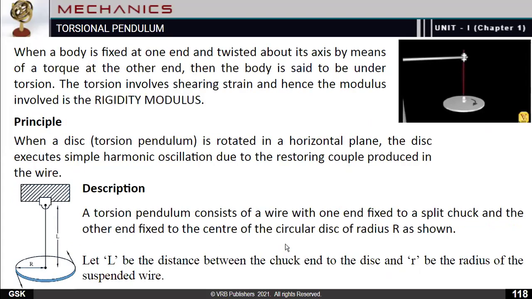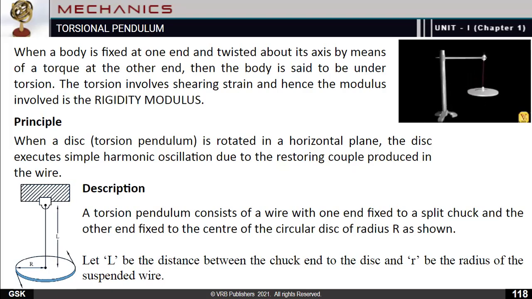So the torsional pendulum means one end is fixed, and the other end, which is free, is connected with a disc. The disc is a metallic disc, circular in shape. In its center, it is connected with one steel wire, or any metal wire, and it is hanged. This is called a torsional pendulum. This torsional pendulum, we have to drag it. Drag it means we have to give a twist.